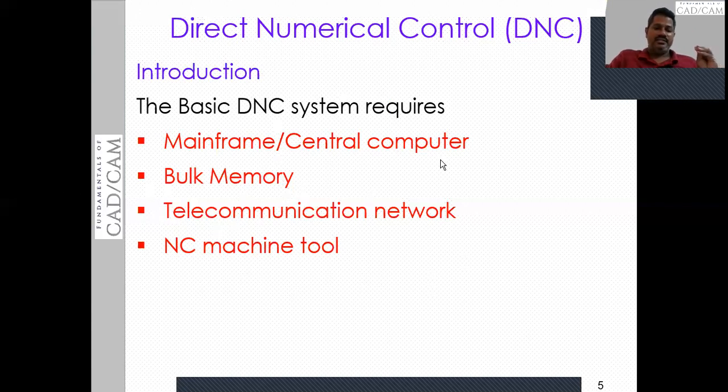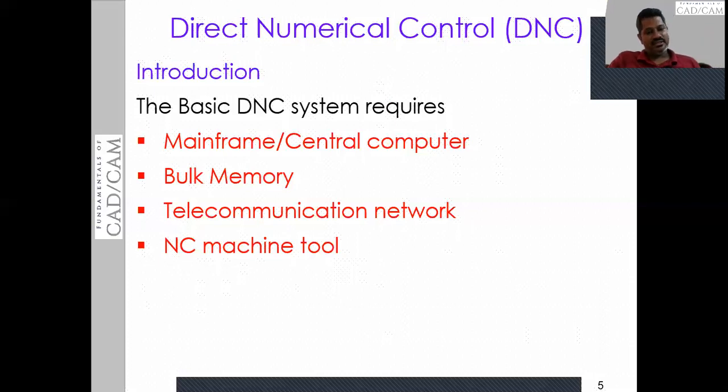Then that central computer must be connected to the NC machine tools via the telecommunication network. That means this DNC must have the network. That means the number of machines that we are connecting to the central computer must be in a network. We have seen the different types of network in our previous sessions, like the LAN, WAN, MAN, then wireless network. Anyhow, all the machine tools must be in a network to access the programs from the central computer.